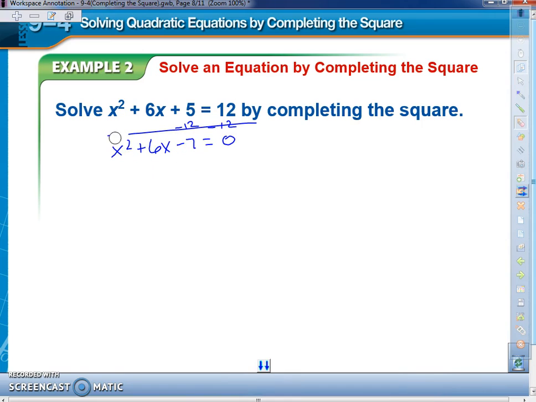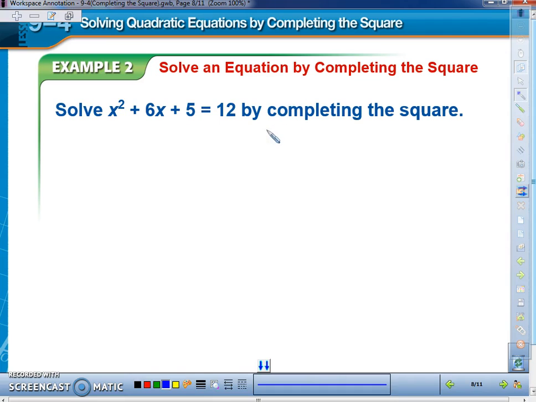So there's several different ways you can solve by graphing or factoring, or just using the quadratic equation that we'll learn next time. This is just another way of doing this. So the first thing I'm going to do is subtract 5 from both sides. And the reason I want to do that, I want to get the c term out of there. I want to just be left with x squared plus 6x equals 7.